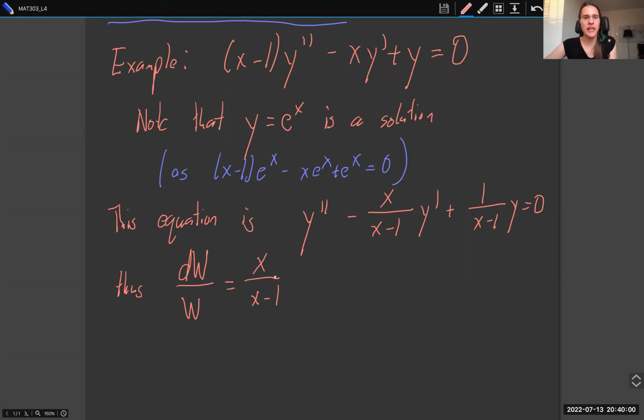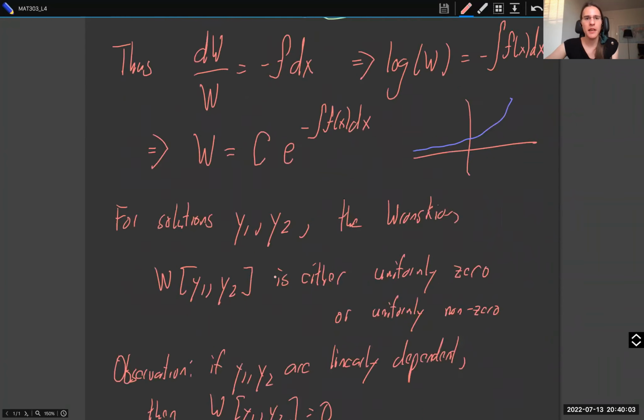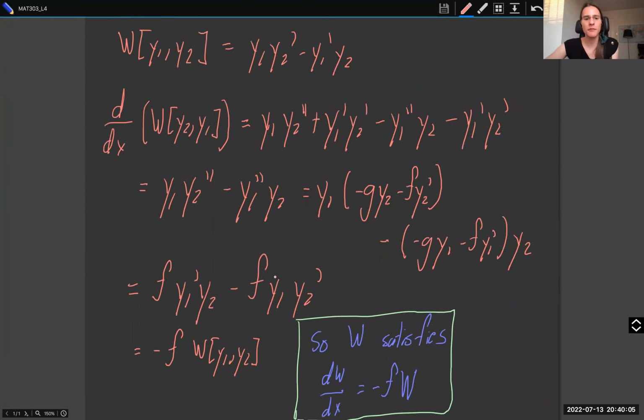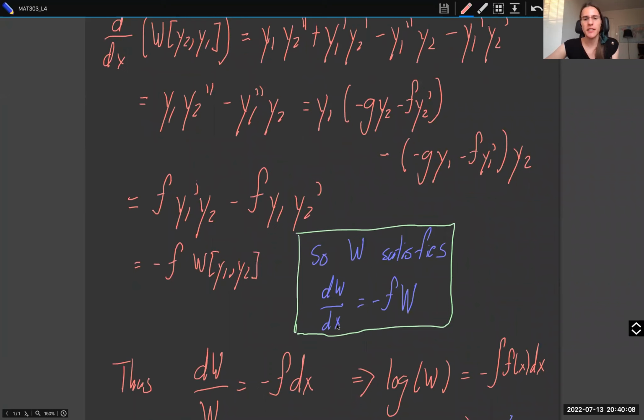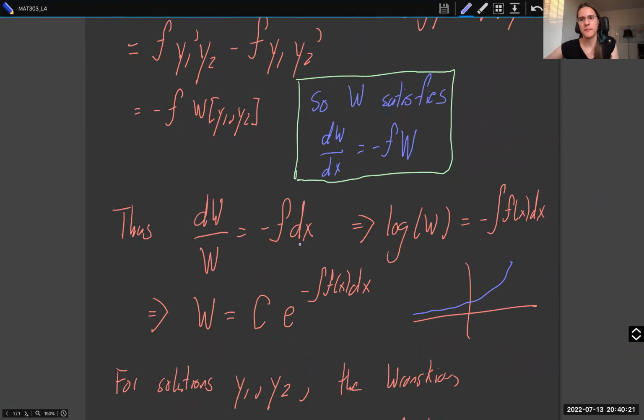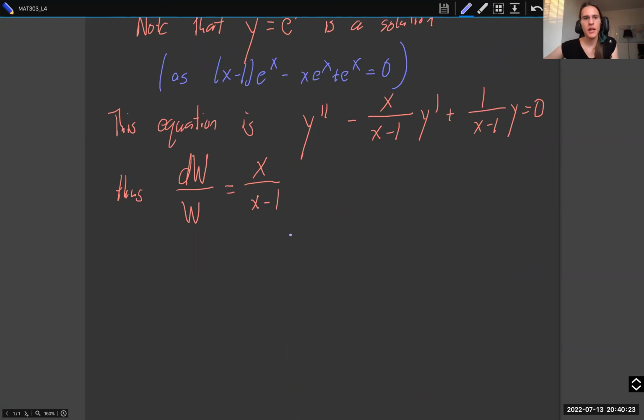So this is the one equation that I told you to memorize. It's the equation d Wronskian dx is equal to negative f times the Wronskian. And in particular, you rearrange this to the equation that you have below: d Wronskian over Wronskian is negative f dx. Okay, so in other words, the logarithm of the Wronskian is equal to the integral of x over x minus 1 dx. And what do I do to this integral?